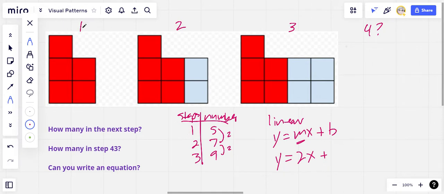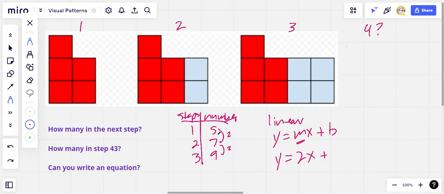If this was step 0, it would work. You'd have a plus 5 at the end of your equation. It would be y equals 2x plus 5. And in step 0, 2 times 0 would be 0, and then plus 5 would be 5, and that would be correct. And it would be correct for the rest of them too. But this is not step 0. This is step 1. If I did y equals 2 times step 1 plus 5, I'd get 7, and there are not 7 here. So that is not correct.